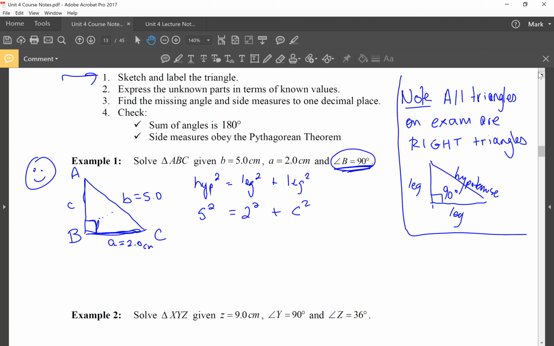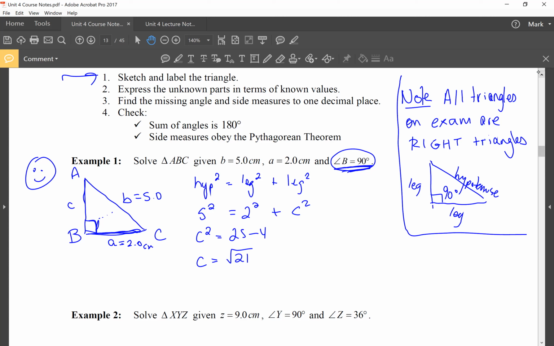Okay, so, oh man, I'm totally going to run out of room here. But anyways, C squared is going to be 25 minus 4. It's going to be 21. So C is going to be square root 21.